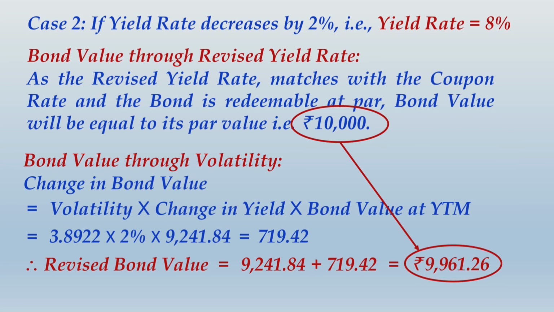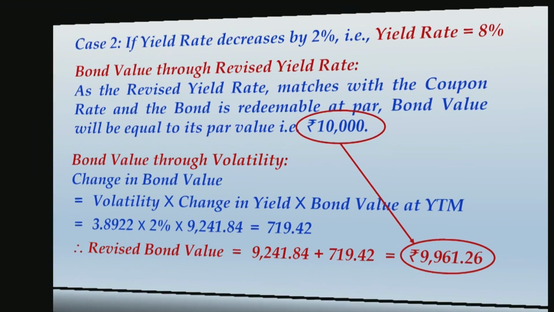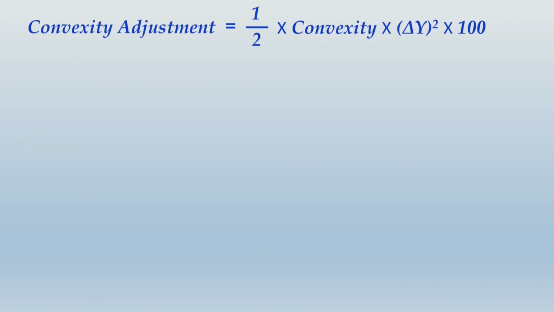This approximation needs to be adjusted to bring it as close as possible to the actual value, and that is what we are going to experience through the convexity adjustment. Alright friends, once you have understood this much, let us move ahead and now we make the convexity adjustment. Convexity adjustment will be half of convexity into delta y square into 100.